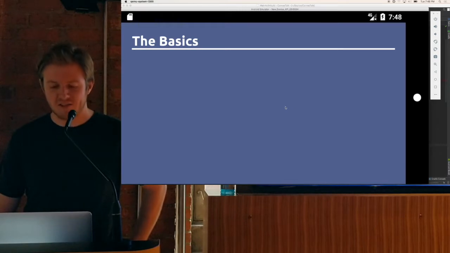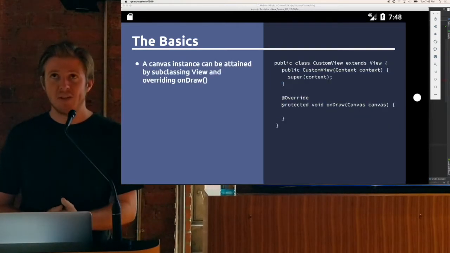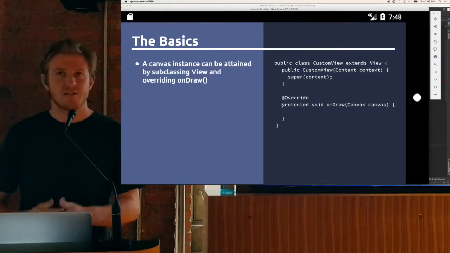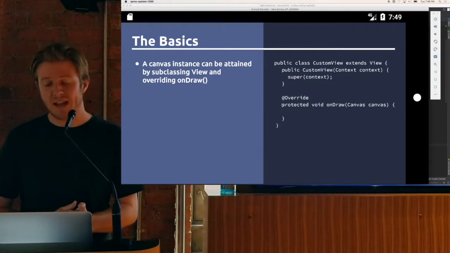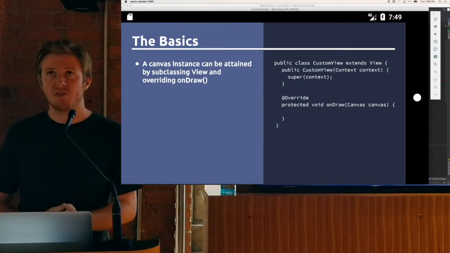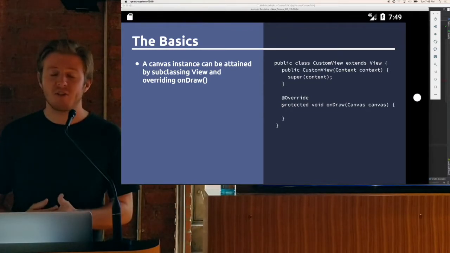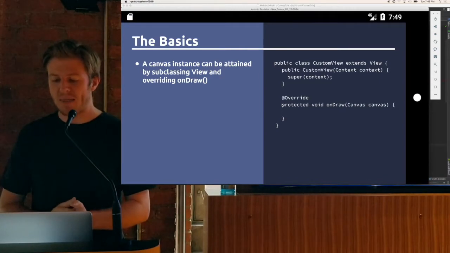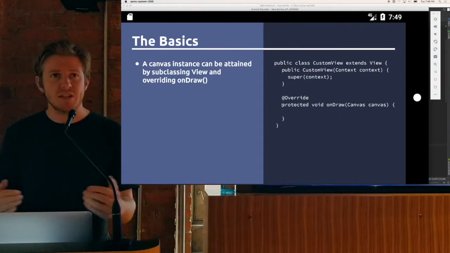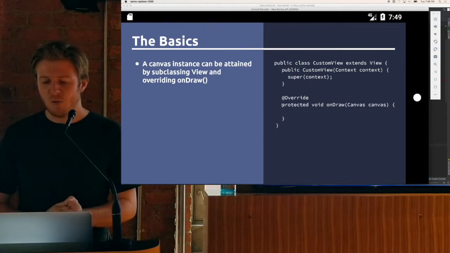Okay, so the basics. You need an instance of Canvas to actually do anything with Canvas. To do this, you want to subclass View with a custom view, and override the onDraw method. This is called whenever the view needs to render itself. And once that's called, you can then draw onto the screen however you like.